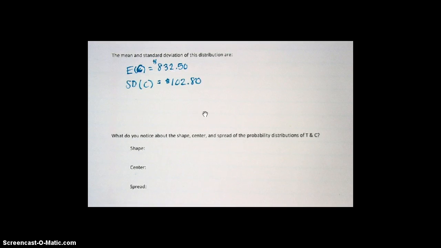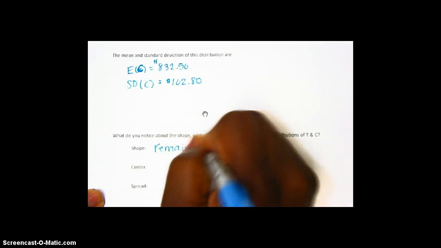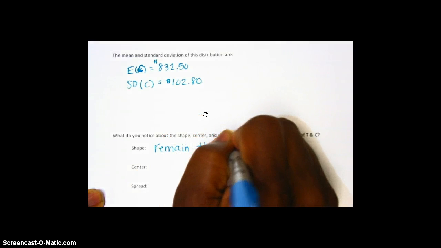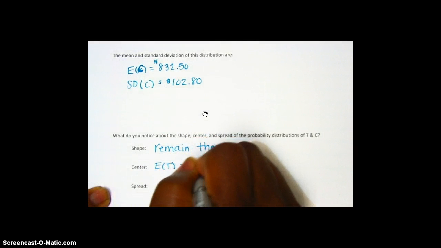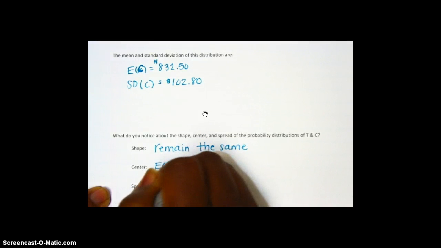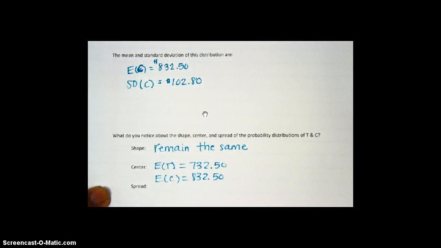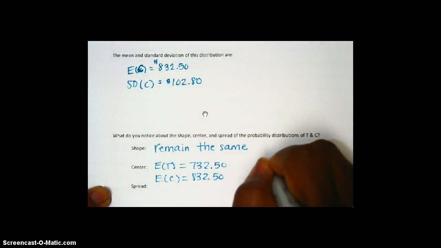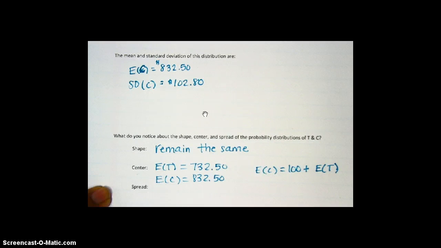Well, let's see what we notice about the shape, center, and spread of the probability distributions of T and C. As with X and T, the shape of each of these distributions remains the same. They are unchanged. The center, E of T, was $732.50. E of C was $832.50. Notice that the difference between these is $100. So E of C is 100 plus E of T. I've added the same constant to every value in the random variable distribution, and so my mean has increased by that value as well.